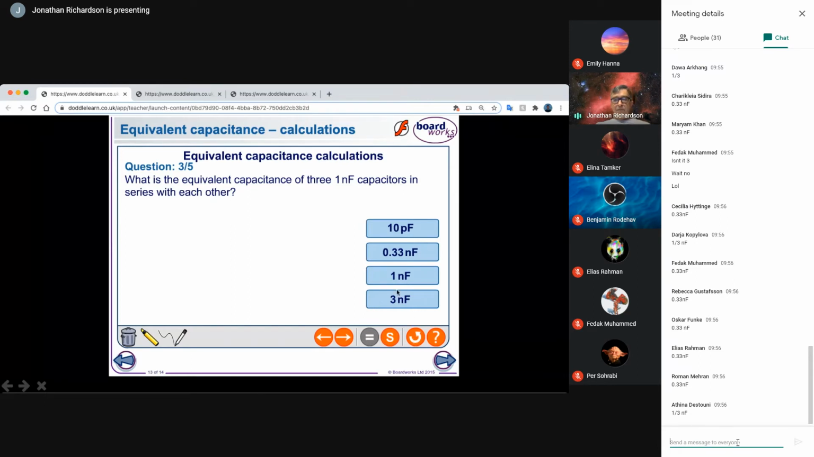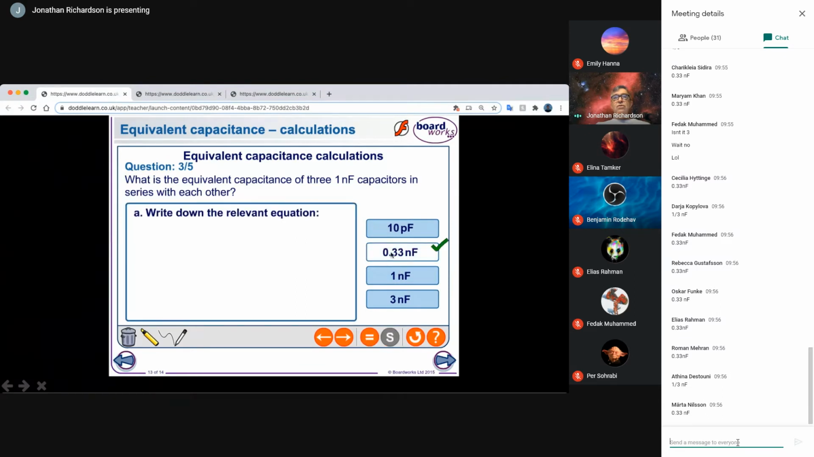Right, so we're getting closer now. So the solution, 0.33 nanofarads. So again, the solution is calculated: 1 over CT total equals 1 over C1 plus 1 over C2 plus 1 over C3.